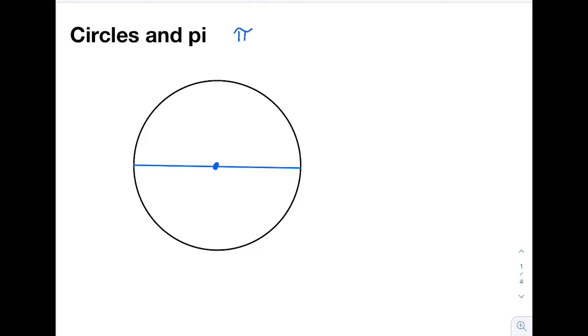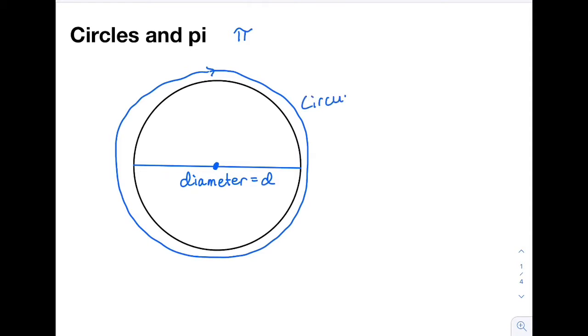So recall that the diameter is just a line segment that stretches across the circle and passes through the center. We'll abbreviate our diameter with a d. The circumference is the distance around the circle. We'll abbreviate circumference with the letter C. I'm going to measure several circles that I found in my house, and then I'm going to take the circumference divided by the diameter, and we'll see that we can come up with a number very close to pi.